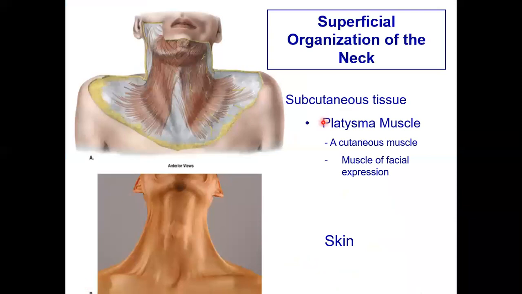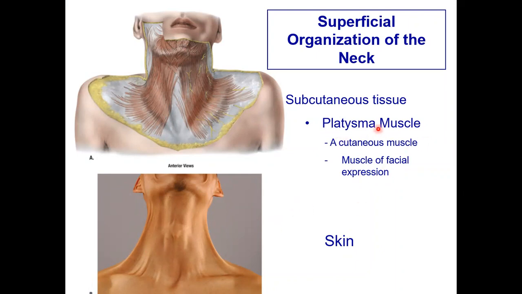Okay, so your platysma. Your platysma is a muscle of facial expression. You can see here how this person is tensing their neck. Well, that is the action of your platysma. It tenses or relaxes your neck in order to help you emote your emotions through your facial expression.